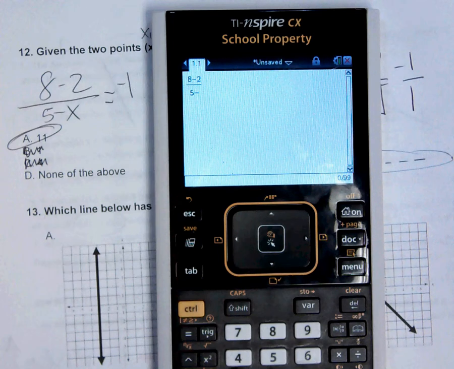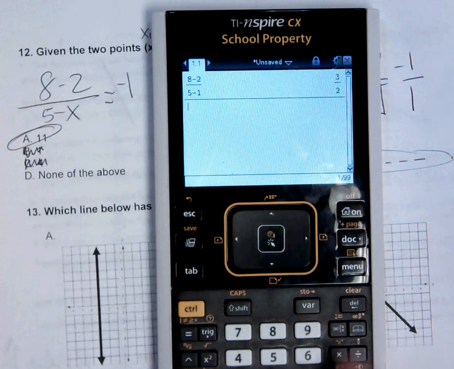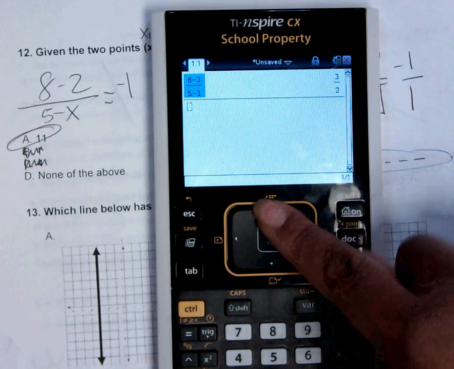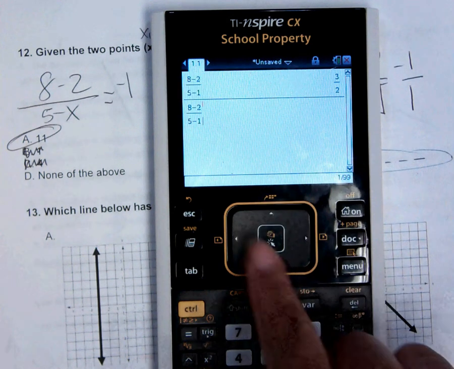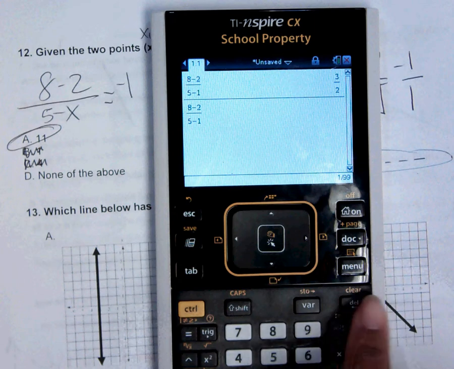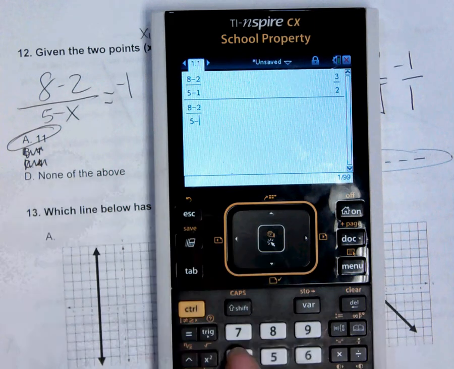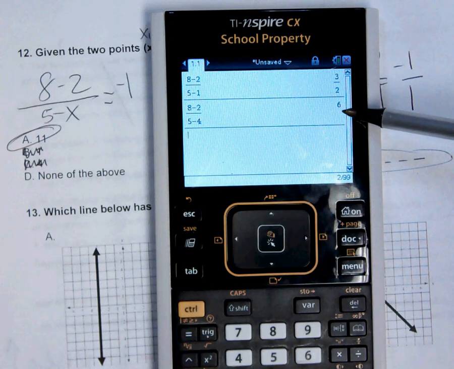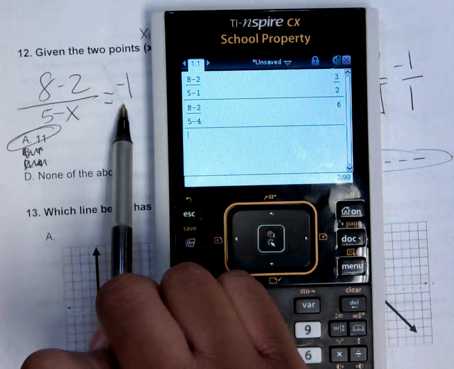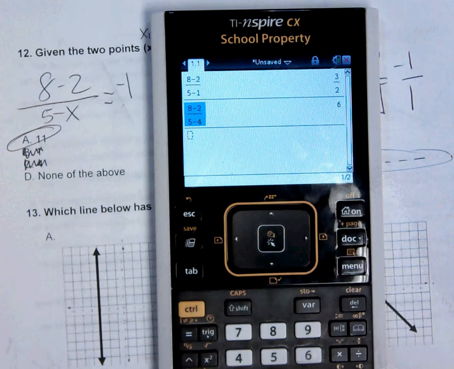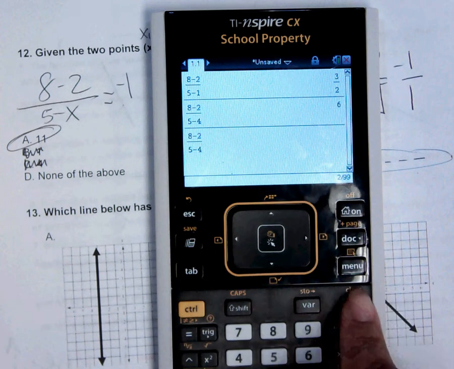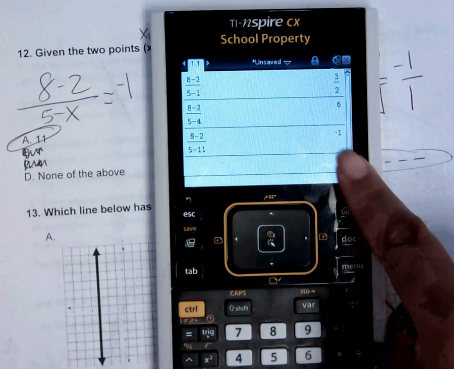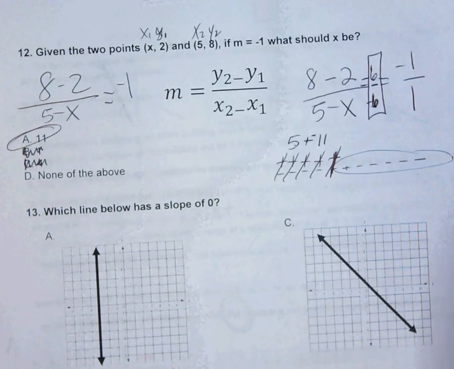If I plug in the 1, which was B, it will not give me a negative 1. So that's not my answer. But I can press the up arrow, press enter, pull that down. And instead of 1, I can do 4. So put in 4, press enter. What do I have? 6. I want negative 1. That's not it either. So I'm going to go up, press enter, delete and put 11. If it gives me negative 1, I know I did it right. And it did. So the answer was 11.